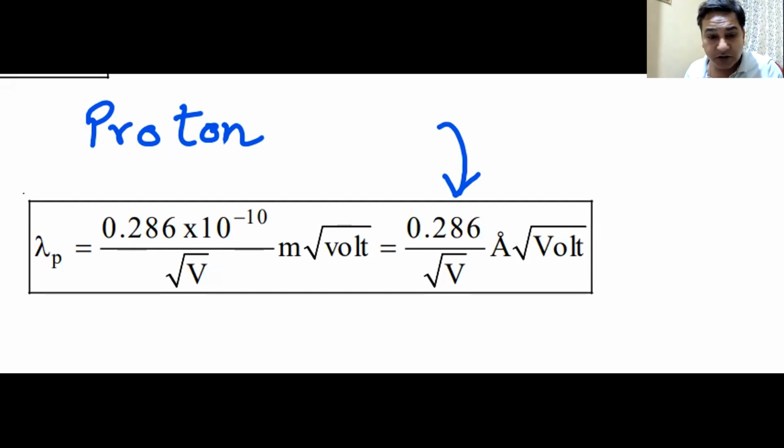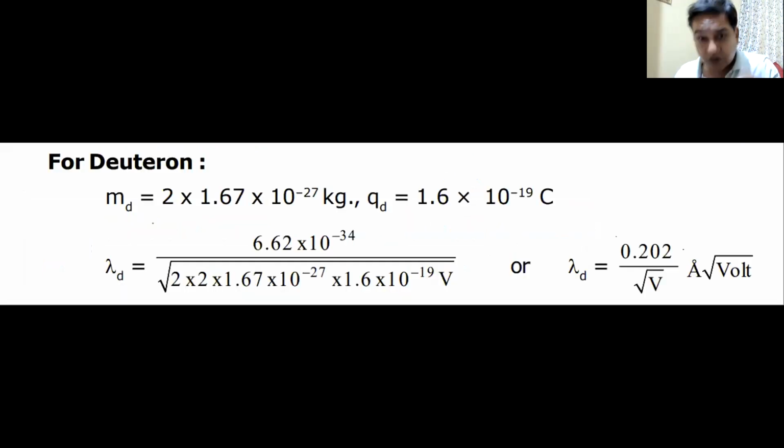Shall I move forward? Now, why am I showing you the mass of a deuteron? Because there are many questions that I've seen that come on electron, proton, deuteron, and alpha particles. And I want you to be very sure about the mass of a deuteron and the charge of a deuteron, and the mass of an alpha particle and the charge of an alpha particle.